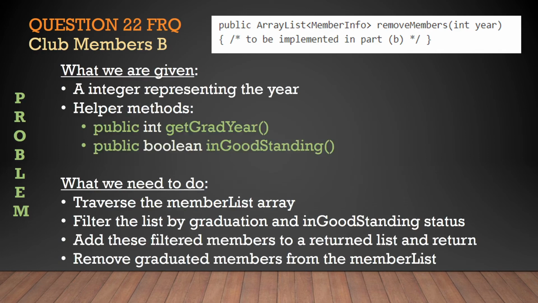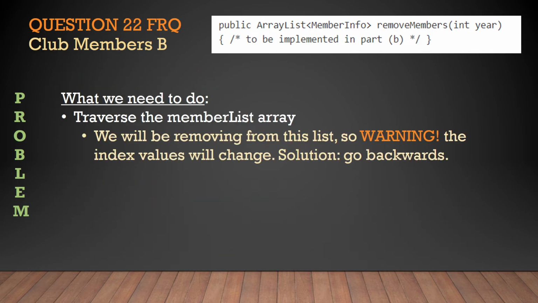Okay, so we're given the year. We also got the helper methods from the member info class, get grad year and is in good standing. So we're given those. What we need to do is traverse the member list array, filter it by graduation and in good standing status, add the filtered members to a returned list, and remove the graduated members from the member list. The key is removing the members.